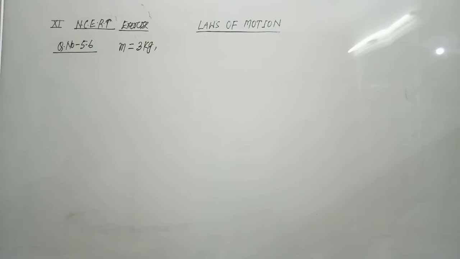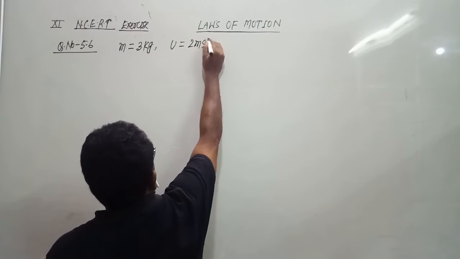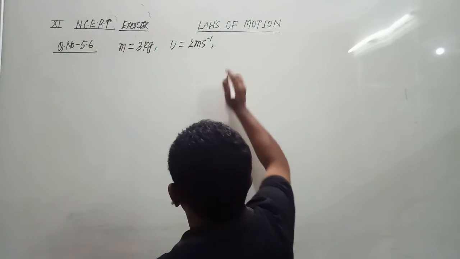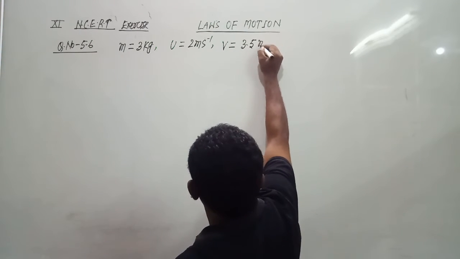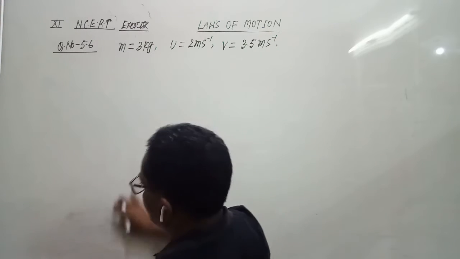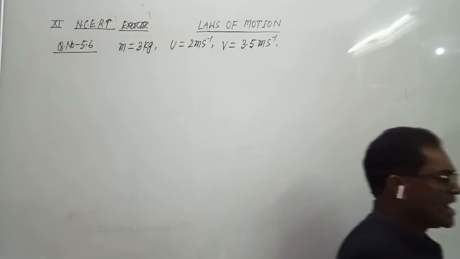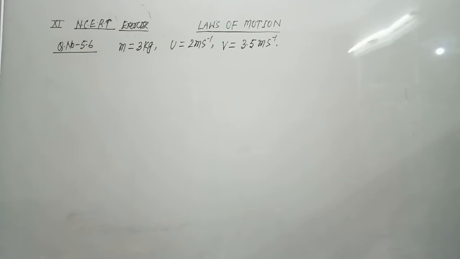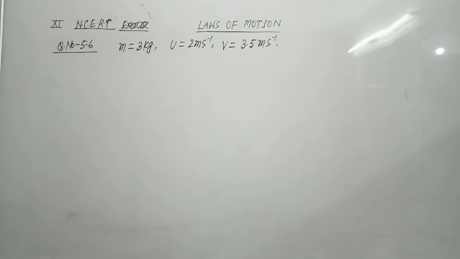The force changes its speed from 2 meter per second to 3.5 meter per second. Initially, the initial speed u is 2 meter per second. When a constant force is applied, its speed changes and becomes the final velocity, which is 3.5 meter per second. So mass is given as 3 kg, initial speed 2 meter per second, and final speed 3.5 meter per second.